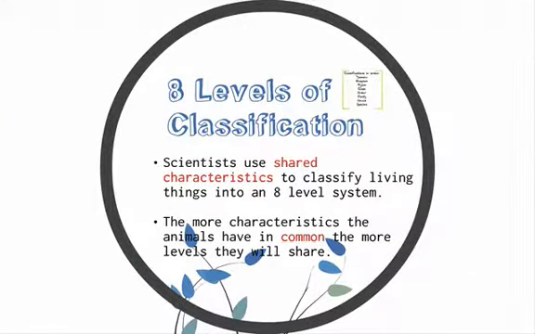Okay? In order to classify and name and also describe, we have 8 levels of classification. Scientists use shared characteristics, or things that organisms have in common, to classify living things into an 8-level system. The more characteristics animals have in common, the more levels they will share.